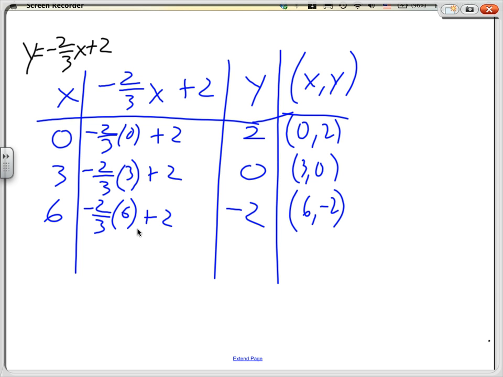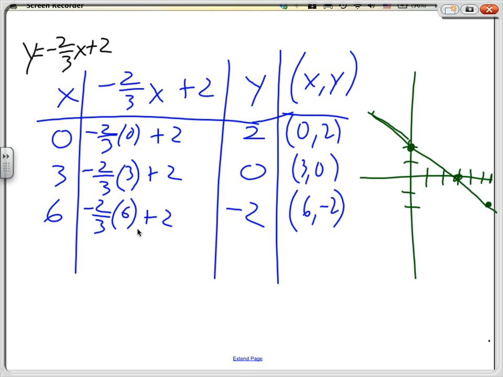We're good, right? And then I just plot these points. Watch this. First point, 0, 2. So 0, nowhere in the horizontal, but 2 up. 3, 0, so I'm going to go 3 to the right and nowhere up. And 6, negative 2, so 3, 4, 5, 6. And then negative 2 is going to be down here, so it's going to look something like this. I know my points are a little off, but you can still see that they will indeed give you a straight line when you connect them. That's how you know you did it correctly.